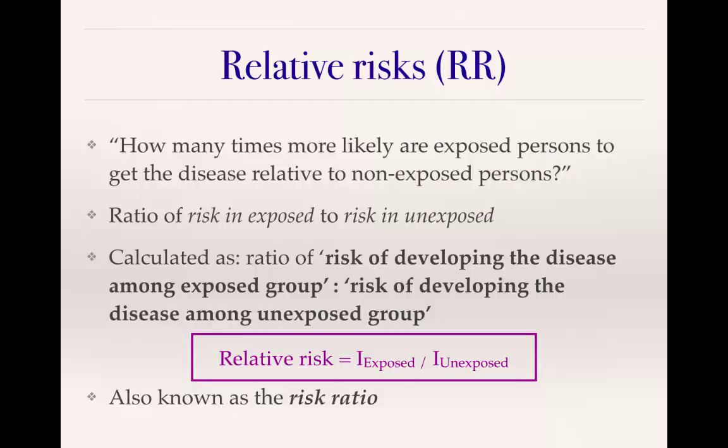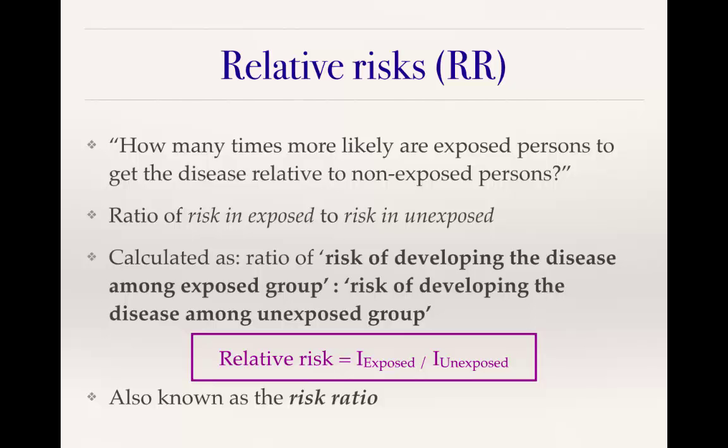So for a relative risk, we're really asking how many times more likely are exposed persons to get the disease relative to a non-exposed person. So it's asking how many times more. It's a multiplicative statistic. And it's essentially the ratio of the risk in exposed to the risk in the unexposed. So as opposed to attributable risk, which was the risk difference, this is the ratio.